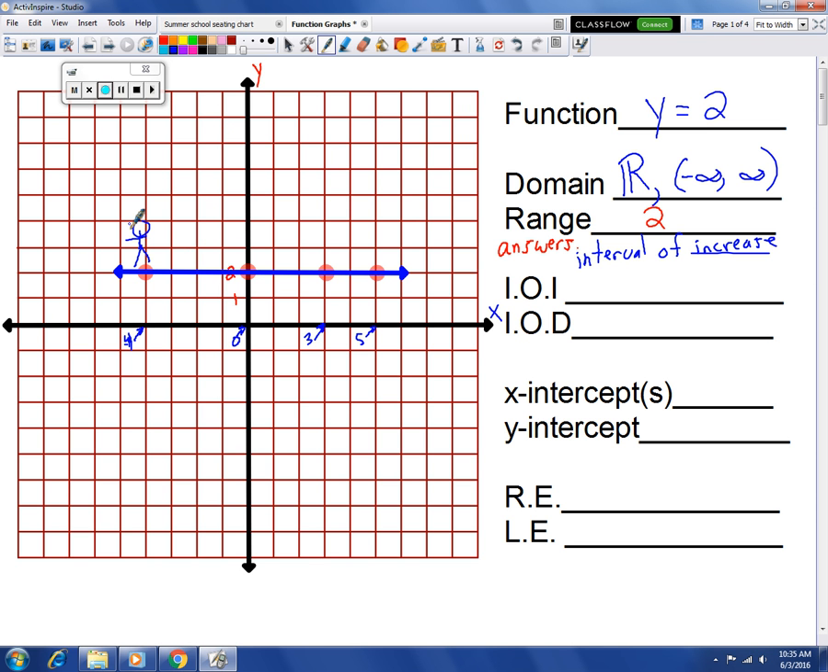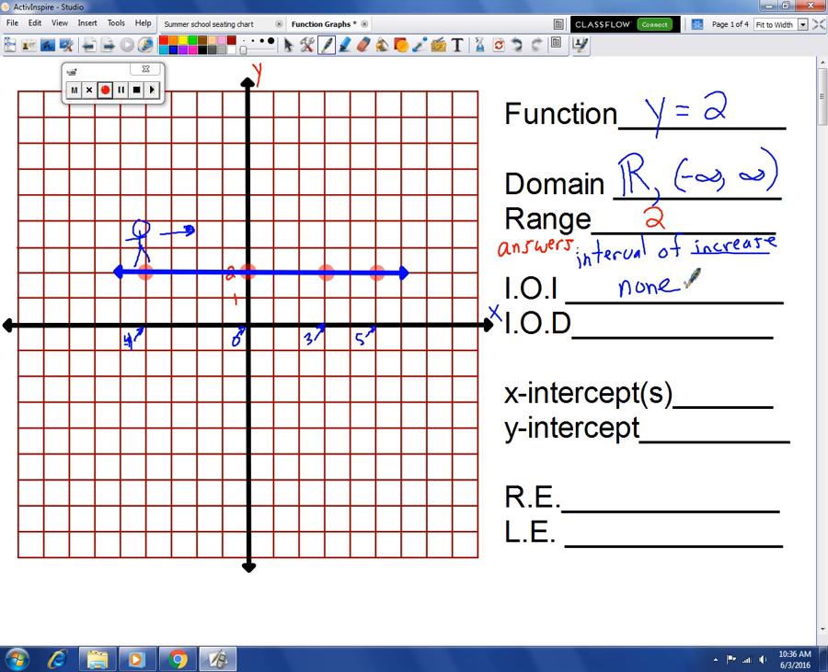When I do interval of increase and interval of decrease, I'm always making my little person go to the right. Don't ever make him go to the left when we're doing interval of increase or interval of decrease. So as I set my little person to the right, where on that line is he going up? That's increase. He's never going uphill at all, ever. So in this case, it does not have an interval of increase.